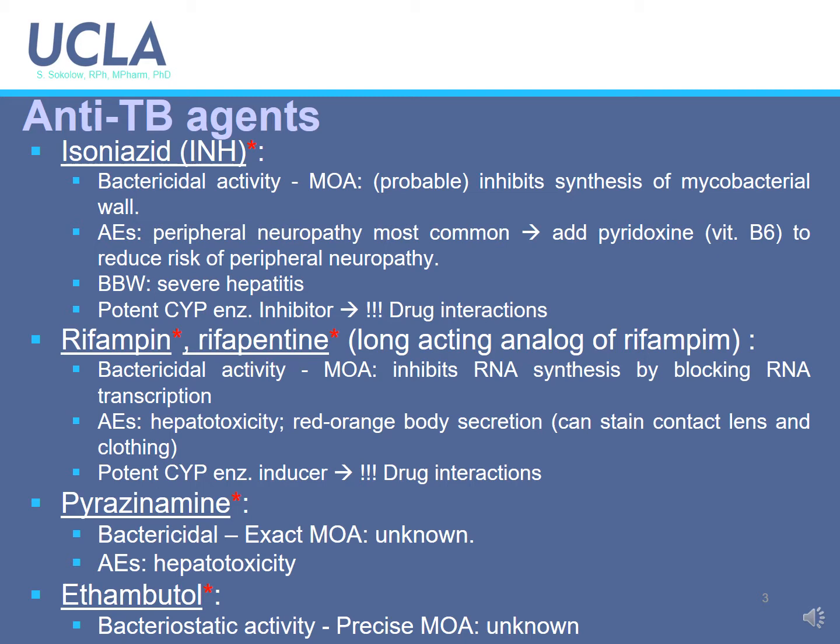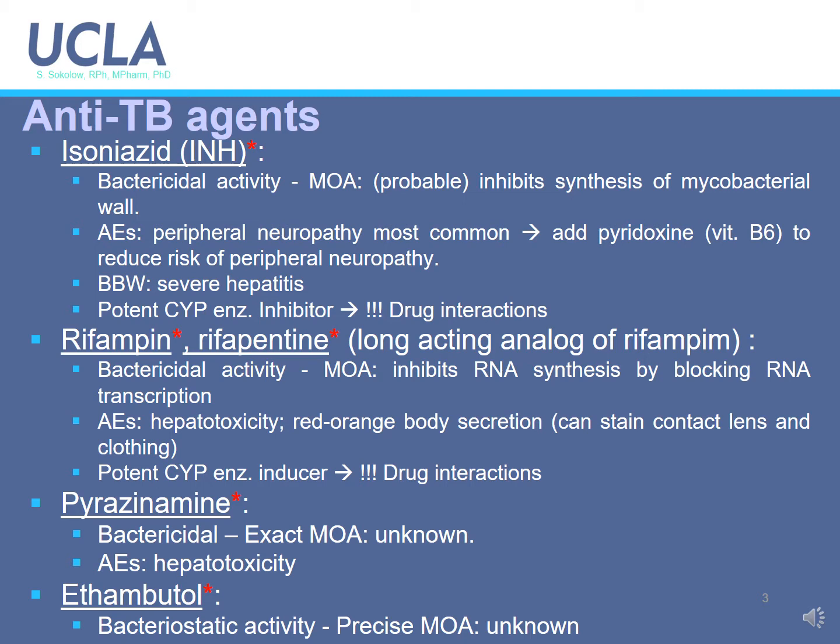There is a black box warning regarding the liver adverse effect. It can cause severe hepatitis. And also isoniazid is a potent CYP enzyme inhibitor. So as you already know by now, any drug that is a CYP enzyme inhibitor is going to cause a lot of drug interactions.